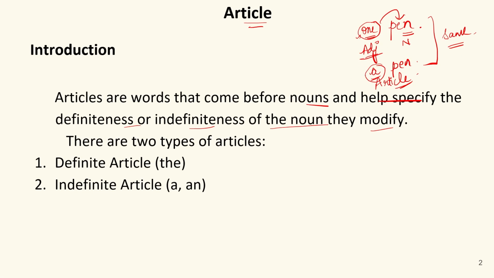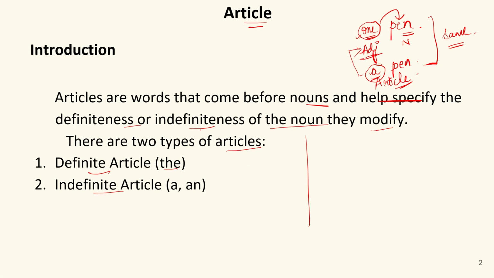Consequently, we can say that articles are actually special types of adjectives. They are a part of adjectives only. Here we can come to a definition that articles are special types of adjectives. We have two types of articles: one is the definite article, another is the indefinite article.